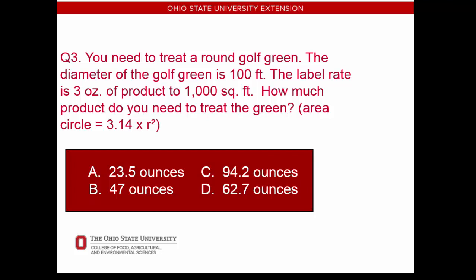Question 3. You need to treat a round golf green. The diameter of the golf green is 100 feet. The label rate is 3 ounces of product to 1,000 square feet. How much product do you need to treat the green? A, 23.5 ounces, B, 47 ounces, C, 94.2 ounces, D, 62.7 ounces. Remember, the area of a circle is 3.14 times the radius squared.